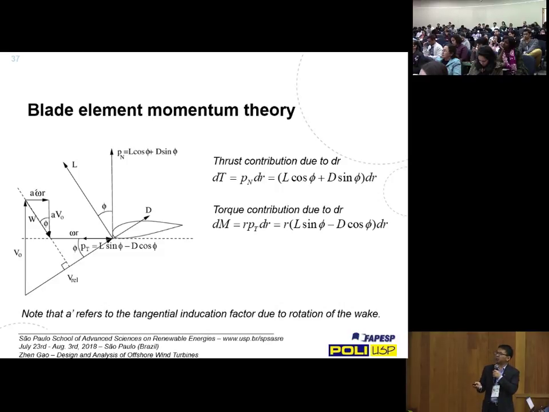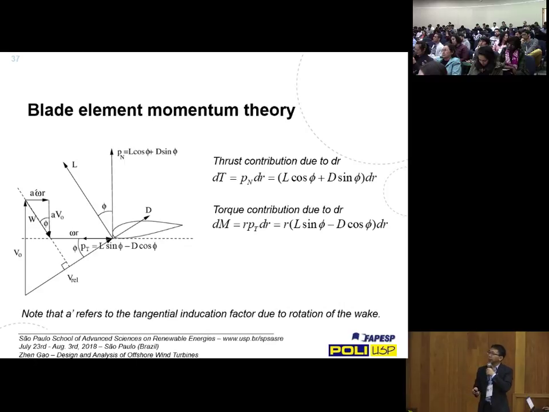And then with the relative inflow wind speed and the rotation speed, you can construct the relative velocity towards the blade. So then you can calculate the angle of attack and relate the loads, lift and drag, and then you can decompose the loads in the direction of the wind flow and also along the direction of rotation. So this is the contribution to the thrust force, and this is the contribution to the torque, which makes the rotor rotate.